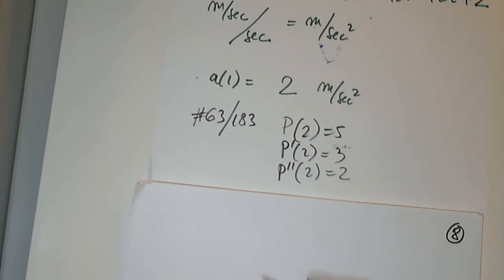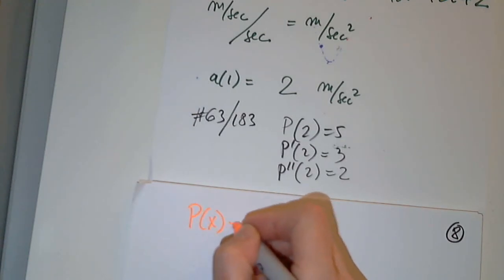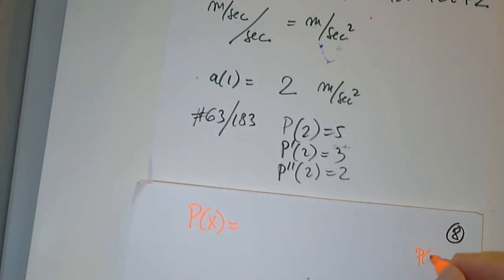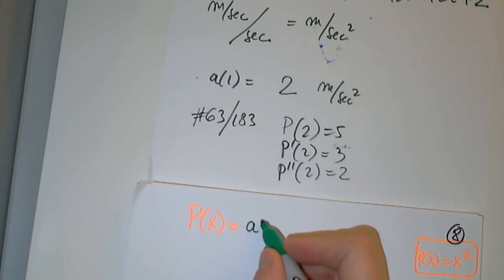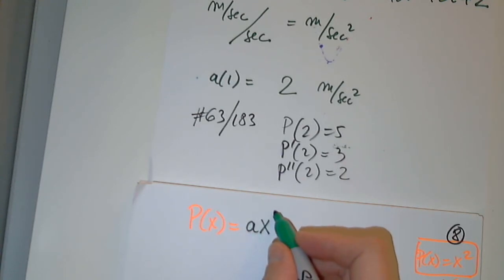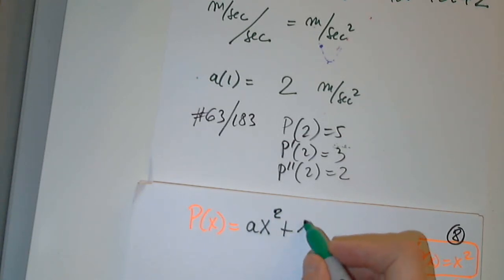x squared. That is not the most general. This is the nicest and the simplest possible quadratic. We want the most general one. This we like, and we use this for transformations a lot. But we want the most general one. ax squared plus bx plus c.